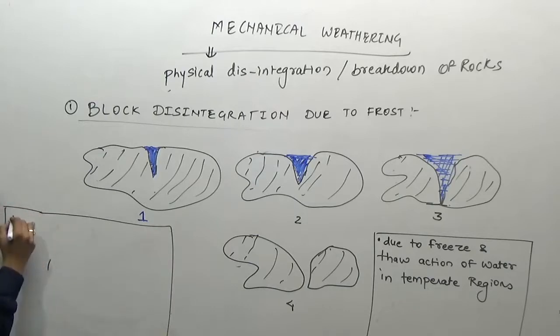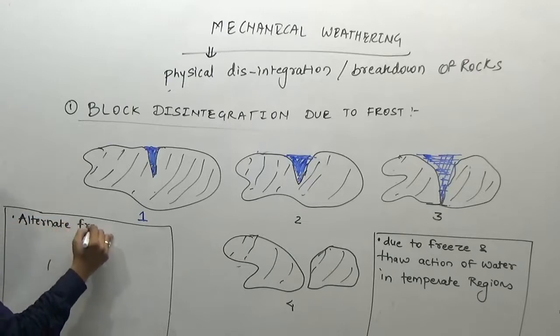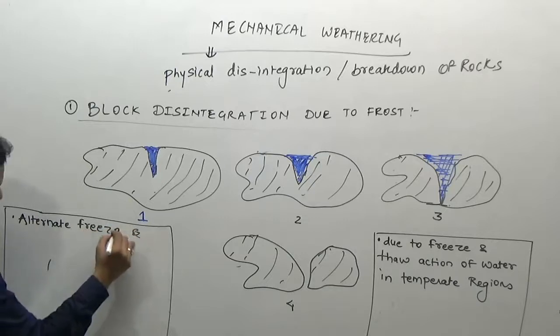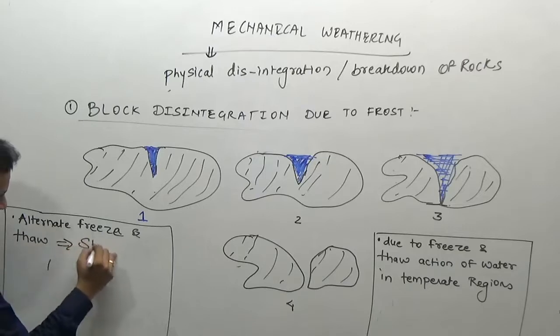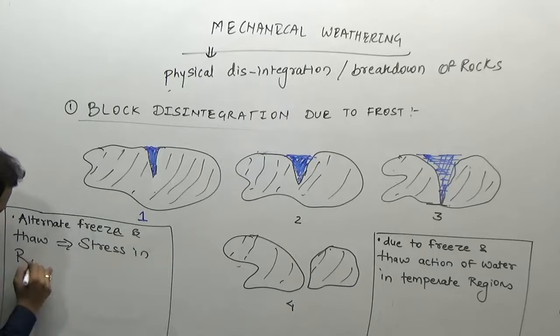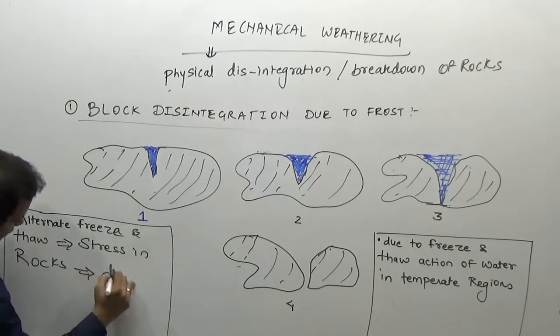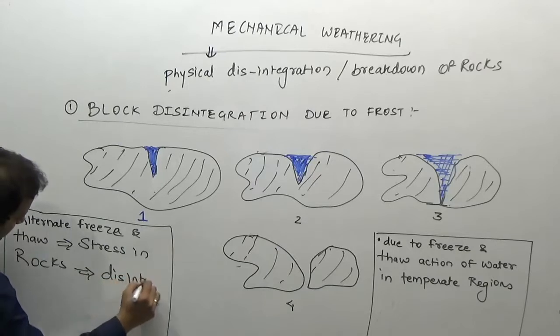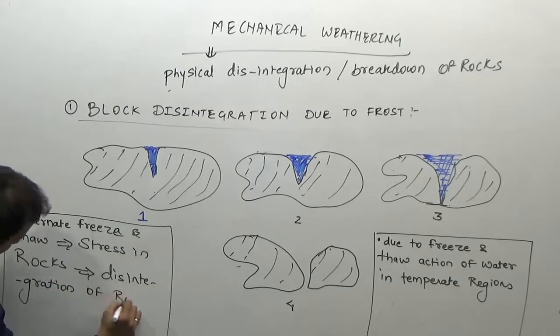Alternate freezing and thawing will set up stress in the rocks, ultimately resulting in disintegration of the rocks.